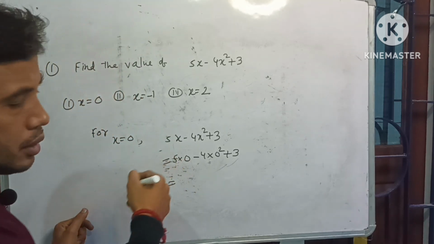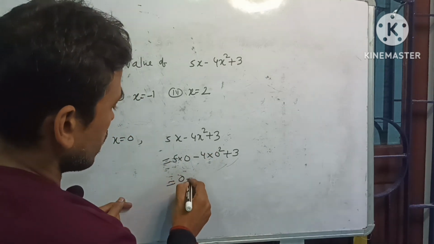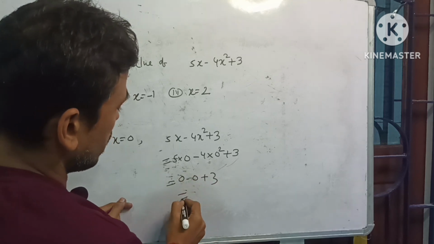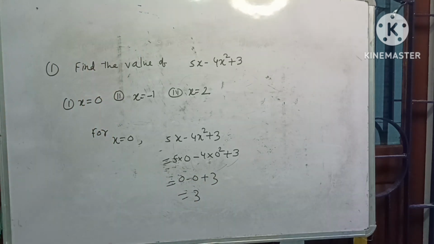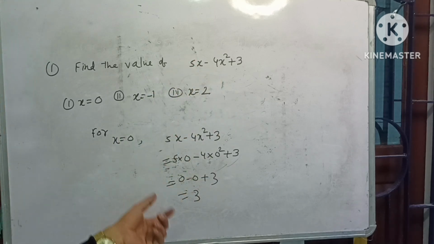So we know 5 into 0 is 0, 4 into 0 is 0. So 0 minus 0 plus 3, that means 3. That means for x equal to 0, the value of this polynomial is 3.